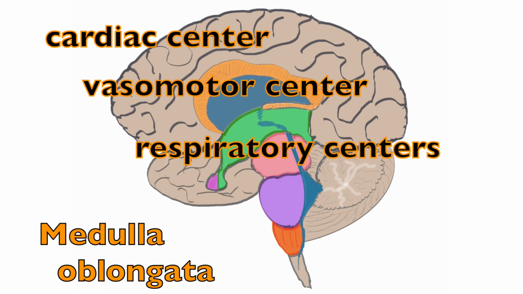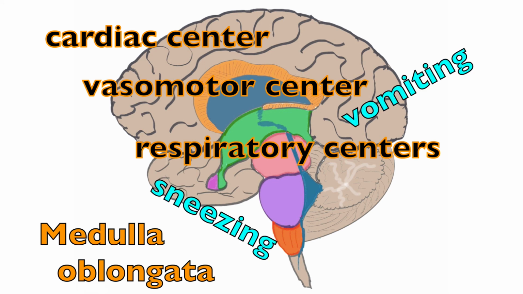There are a couple respiratory centers that regulate the rate and depth of respirations. And there are other nuclei involved with things such as vomiting, sneezing, and speech. That is the brainstem.